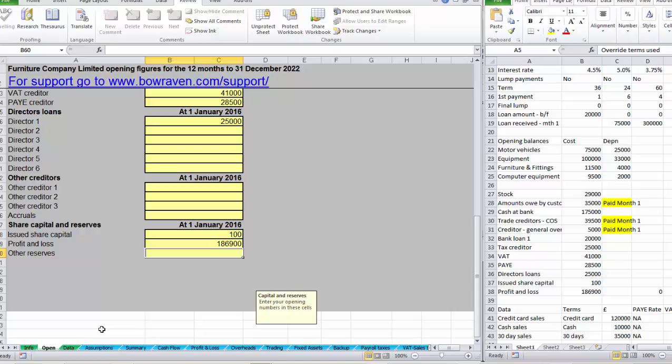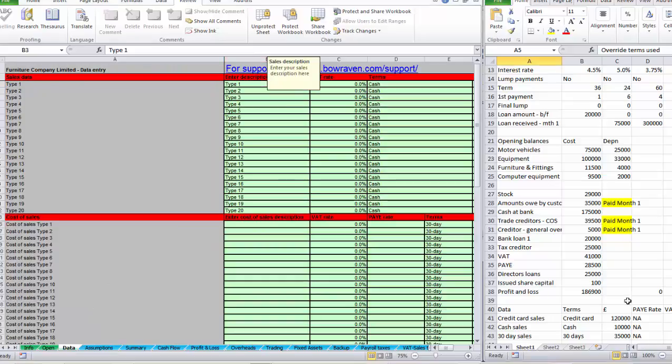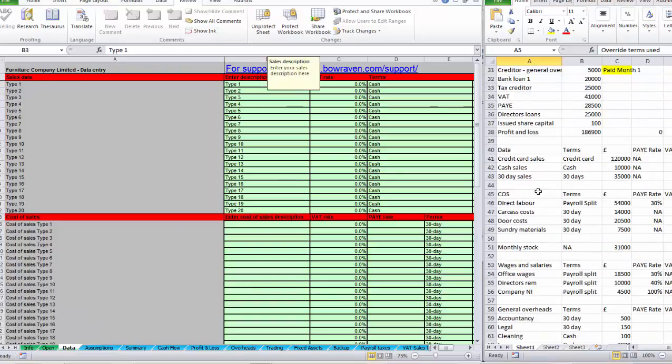And then I know now that my opening figures balance, which is an important starting point. Of course, if you're a new business, you won't have those opening balances, but in this case, it's an existing business. So moving down, we've got our sales data. In here, type 1, I'm just going to call them generic terms for demonstration purposes. So I'm going to call this credit card sales. The next one down is sales paid in cash, cash sales. And the next one down is 30-day sales.